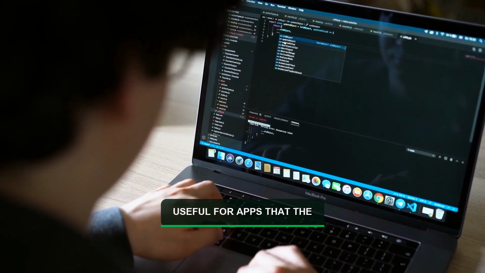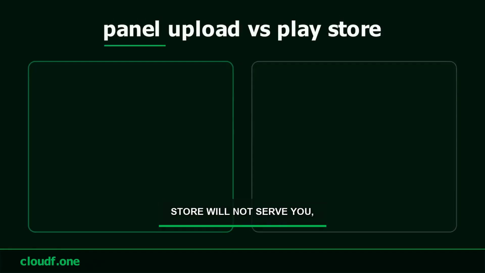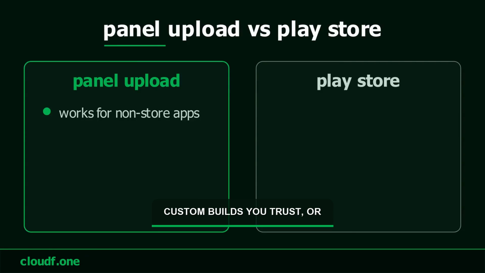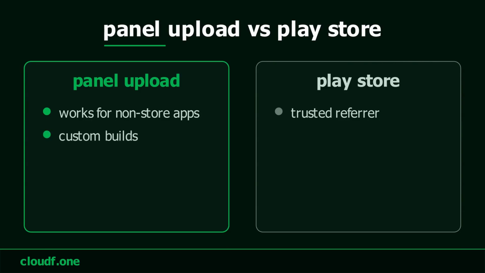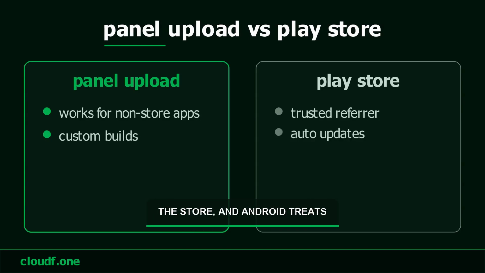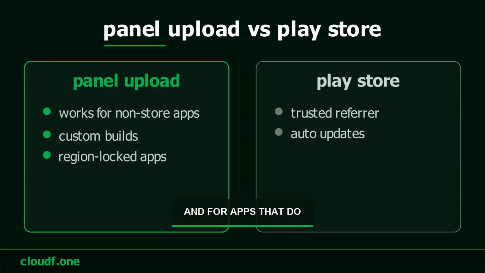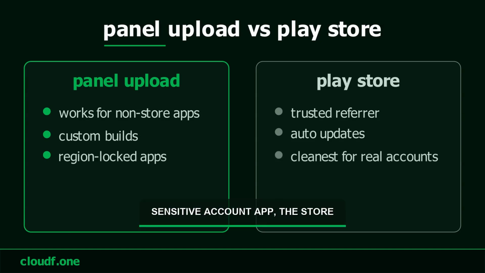This is genuinely useful for apps that the store will not serve you, custom builds you trust, or older versions you need on purpose. The thing to understand is that an uploaded APK is still a sideload as far as Android is concerned. The phone did not get it from the store, so the install referrer is not the store, and Android treats it with more suspicion. That is fine for tooling and for apps that do not gate on install source. Just know that for a sensitive account app, the store path is still cleaner.